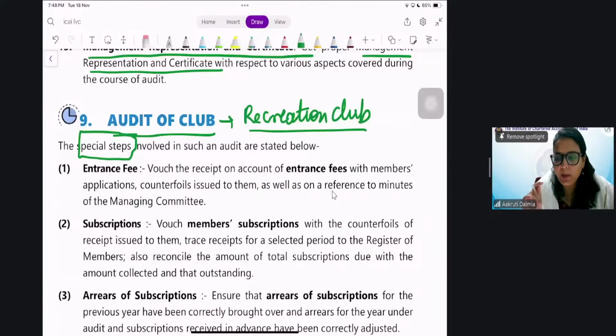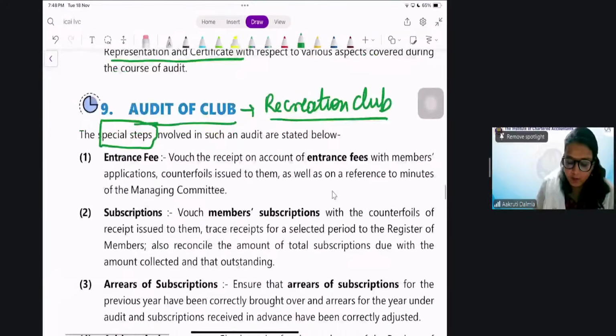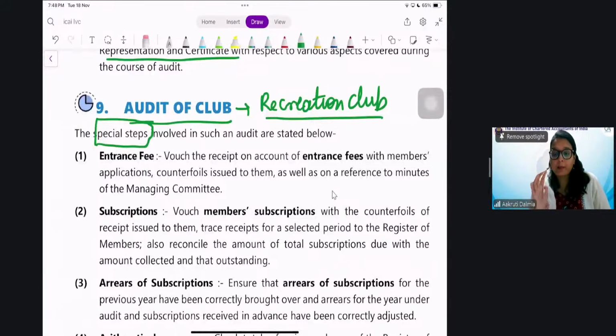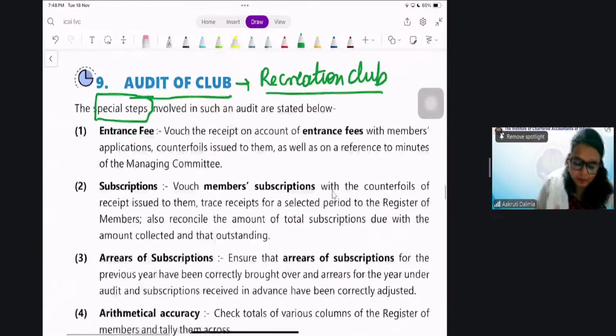That is not a club. Club, I'm talking about a place where you can get membership and then you can go and sit, eat food. But it's a recreation, anything for recreation purpose. That's a club. Anything is for recreation. It can have a swimming pool like that. So, audit of club, imagine a recreation club.